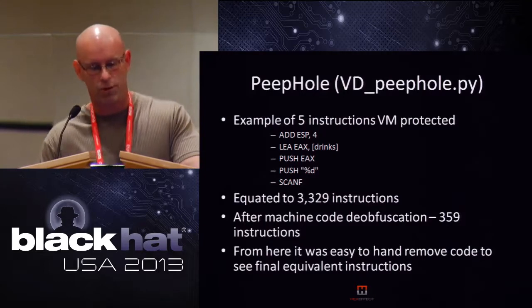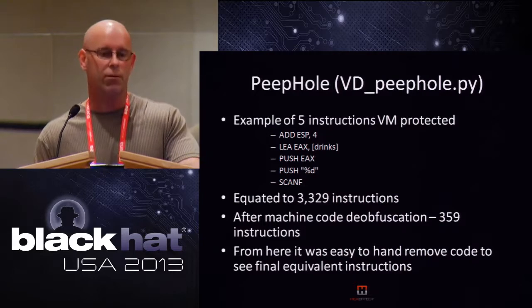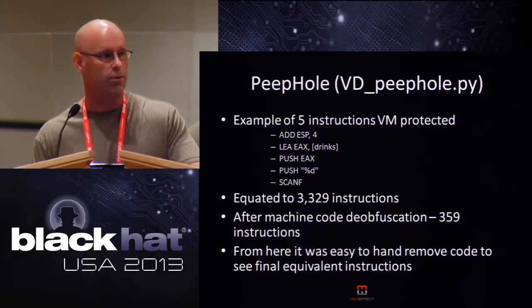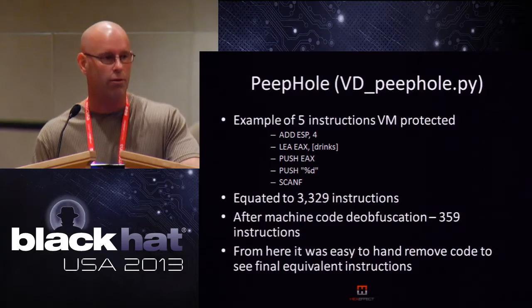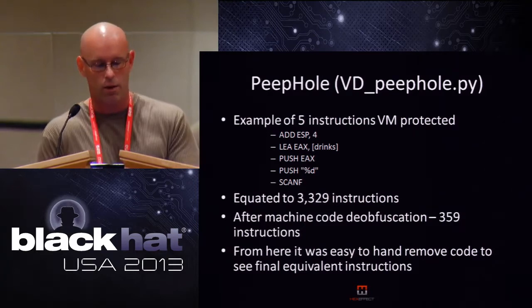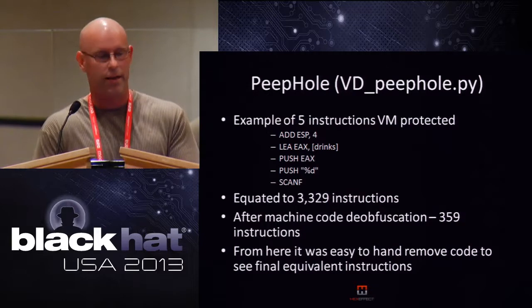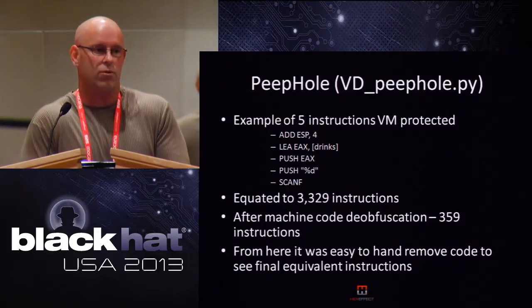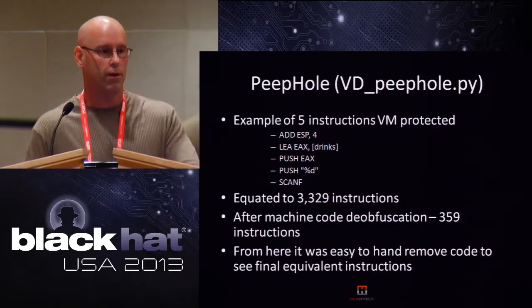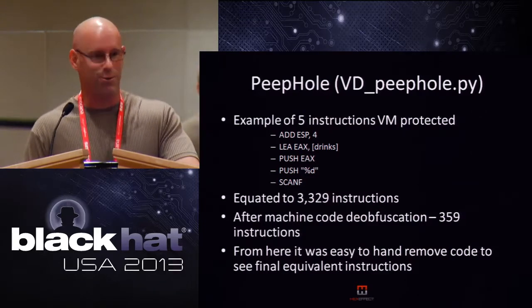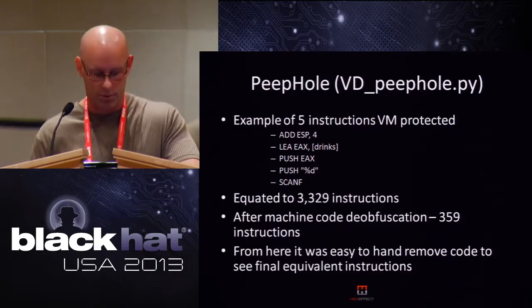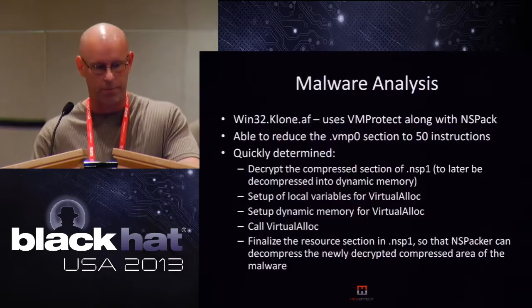Here's 5 instructions that were the original instructions that were protected. After removing the virtual machine, there were still 3,329 just to represent these 5 instructions, and all that was code obfuscation. After running the peephole tool, I got it down to 359. The reality is I could probably get it even tighter, but I was running out of time, so it was good enough. But the point was I was able to reverse those 359 really quick and say it was equivalent to these instructions. So I'm having a good time at that point.